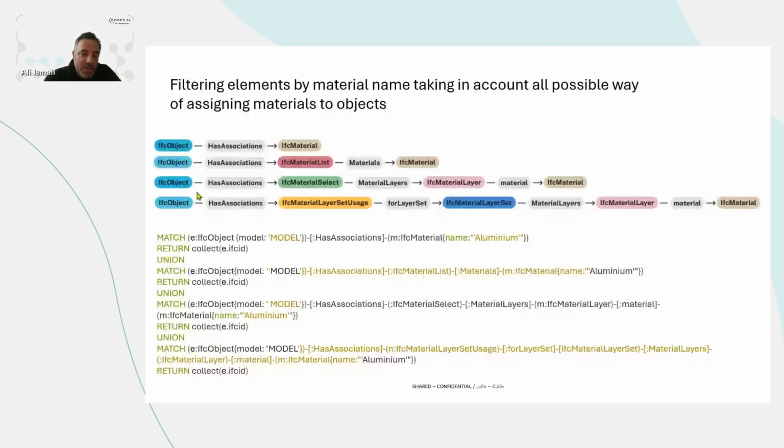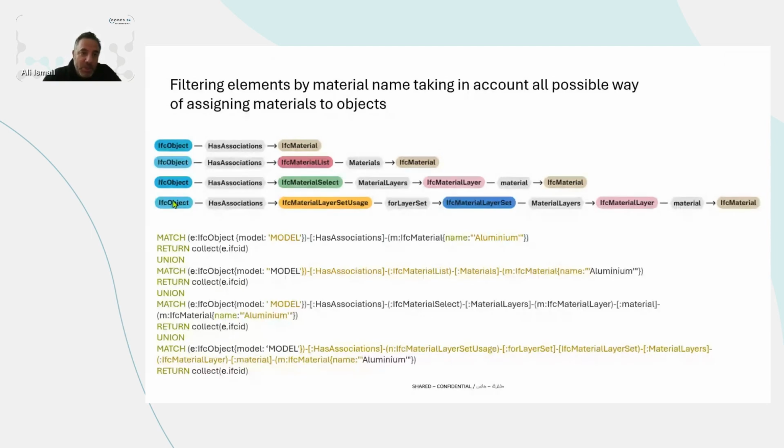So we see here that when a user clicks on aluminium, for example, and gets directly the result on the online viewer, in the background actually we are using a kind of 4 queries and joining the results, taking into account all possibilities of how a material can be connected or assigned to the object. So this is another example of using the graph database.